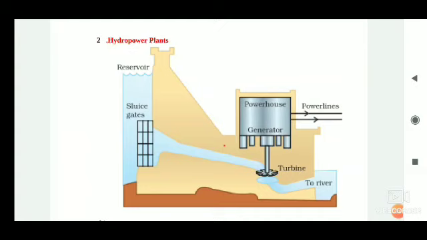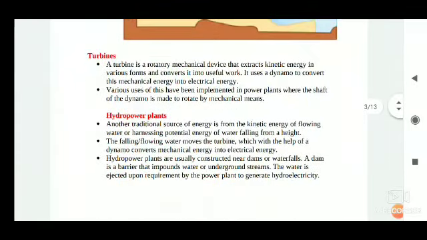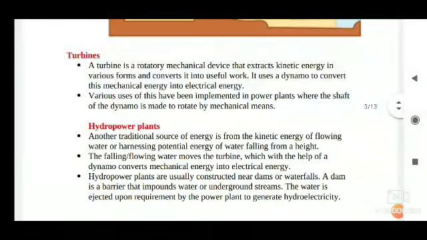Hydropower plants are very much beneficial as compared to thermal power plants. It is not having that much adverse environmental consequences as thermal power plants have. It might be having slight consequences, as you have studied about the adverse effects of dams on our environment. So, what is a turbine if you want to define? A turbine is a rotatory mechanical device that extracts kinetic energy in various forms and converts it into useful work.